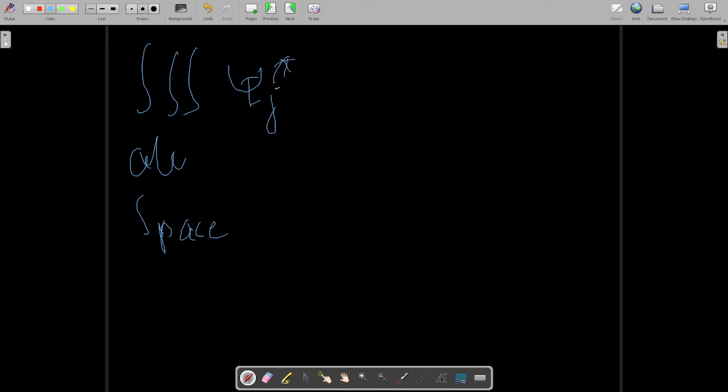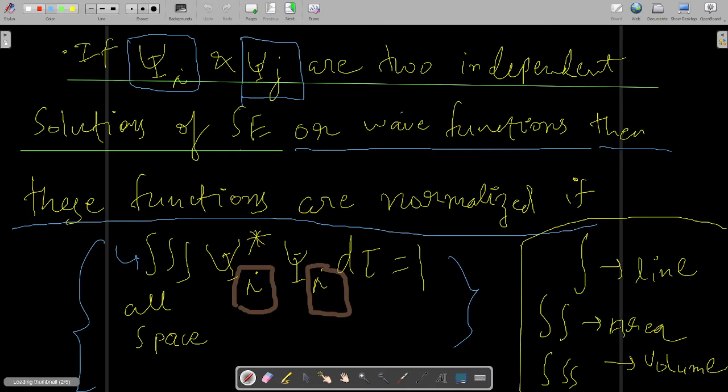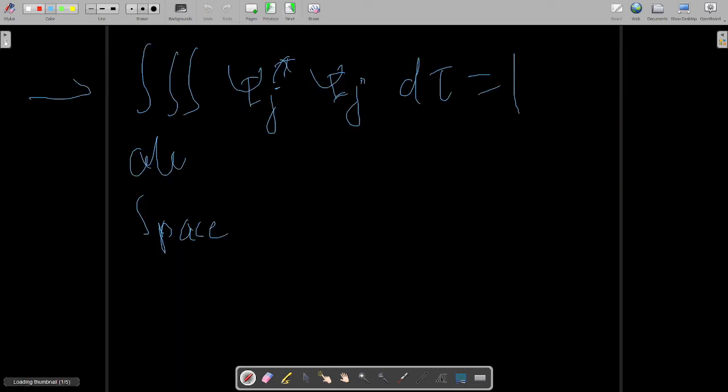So this is what you wrote: d tau is equal to 1. This is also for all space. So this was for I, and this was for j. They are being integrated over all the space, so they satisfy this relation independently.